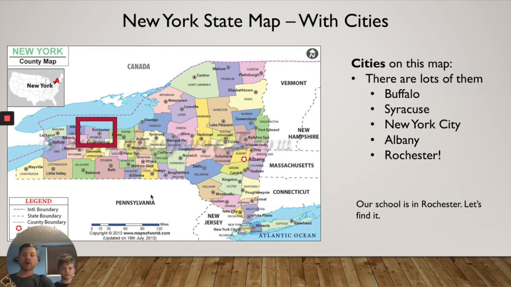I wanted to point out one more thing on this big map. Notice up here, look at this. It's our whole country. All the states are outlined in these dotted lines. New York is highlighted in red. Then New York has all the counties and cities. Pennsylvania is a state that's next to us. New Jersey is a state that's next to us. Connecticut, Massachusetts, etc. These are the names of states that surround New York.